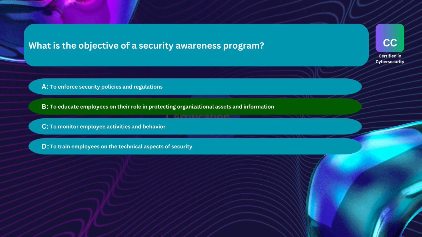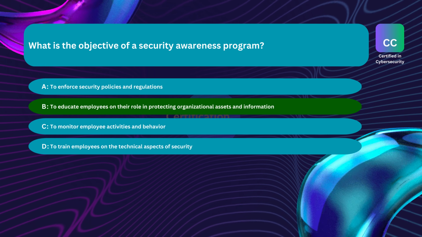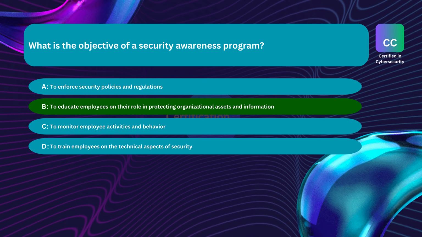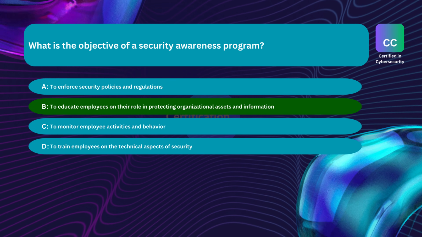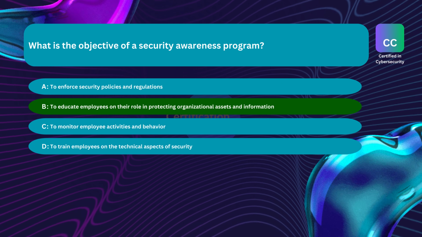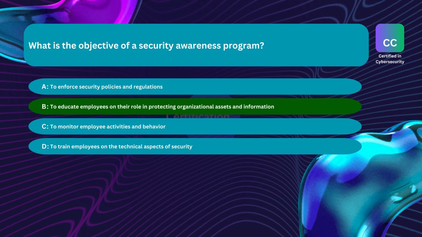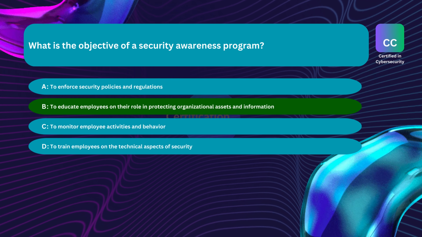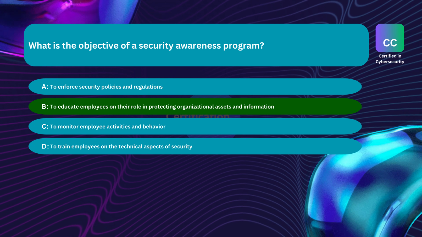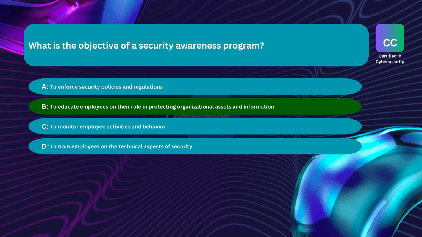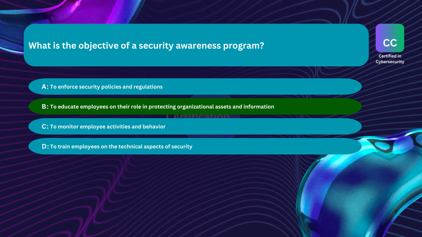The correct answer is option B, to educate employees on their role in protecting organizational assets and information. A security awareness program is a training program designed to educate employees on their role in protecting organizational assets and information. It aims to raise employee awareness of security risks and threats, and to promote good security practices such as password management, data protection, and incident reporting.